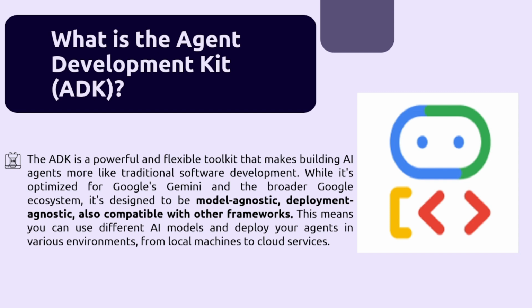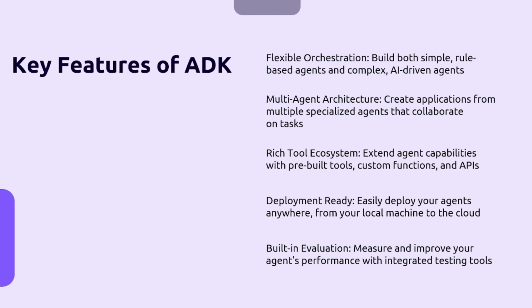So, what is the goal of ADK? It is to make building AI agents feel like traditional software development. It provides the tools and structure you need to create everything from simple single-purpose agents to complex multi-agent systems. This means less time worrying about the underlying architecture and more time focusing on what makes your agent unique. Now let's explore some of the key features of Agent Development Kit.